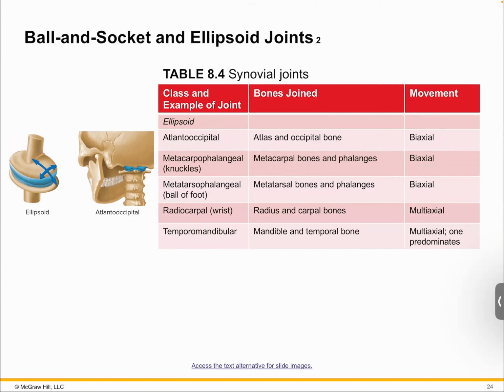So what about the ellipsoids? So the ellipsoids are kind of like the plane ones, only they're more elliptical in nature, and a little bit more shallow. A good example, and the only one that I can really think of, is the atlanto-occipital. That's the technical name for it. But remember those little superior articular facets, right? And the little articular condyles in the skull, where it sits down in the atlas, right there.